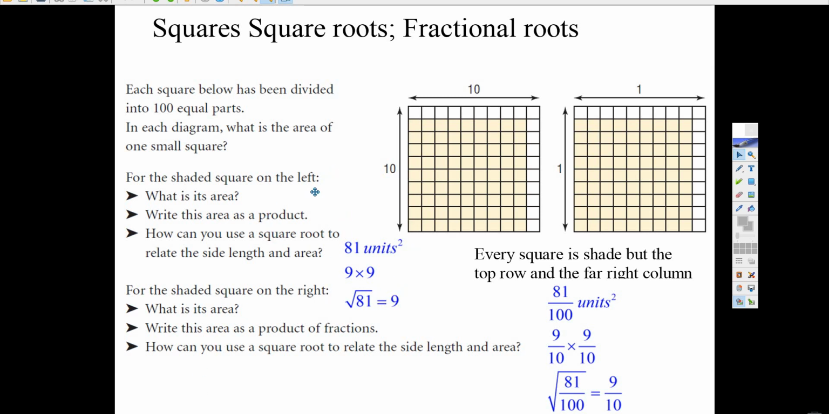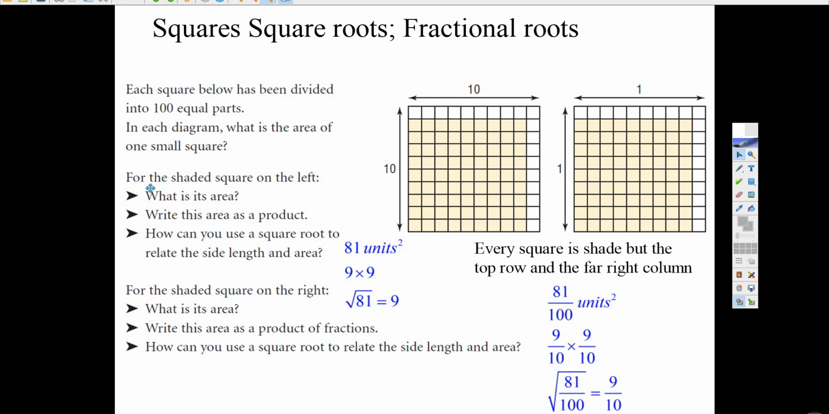And let's just look at this idea of square roots and fractions. Now, this Canadian textbook starts off here, and they say each square below has been divided into 100 parts. Okay, so it's 10 by 10. There's 100 squares here. 10 times 10, if you counted them all up, there'd be 100. You can't see it very well, but everything is shaded except for the top row and the right column. All of this is shaded.